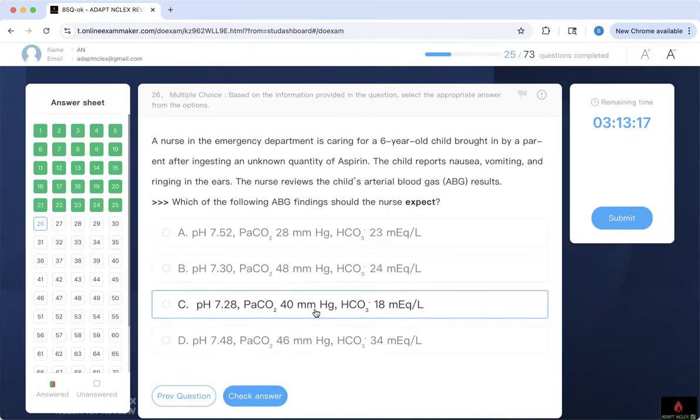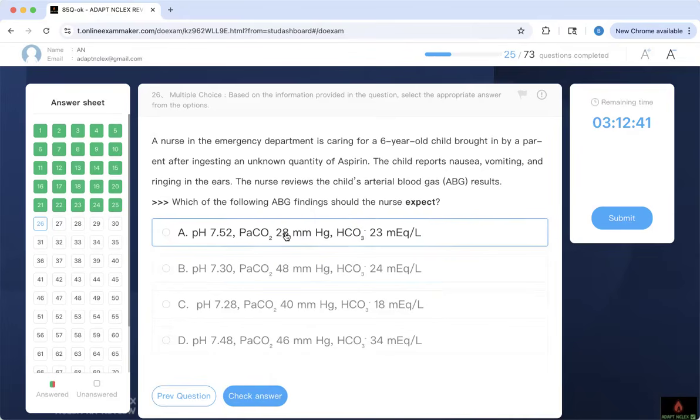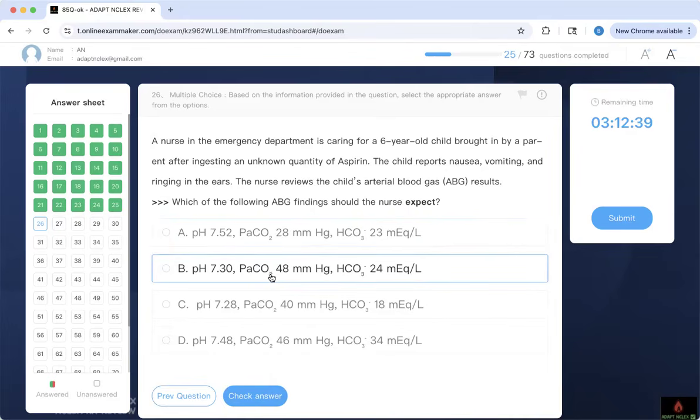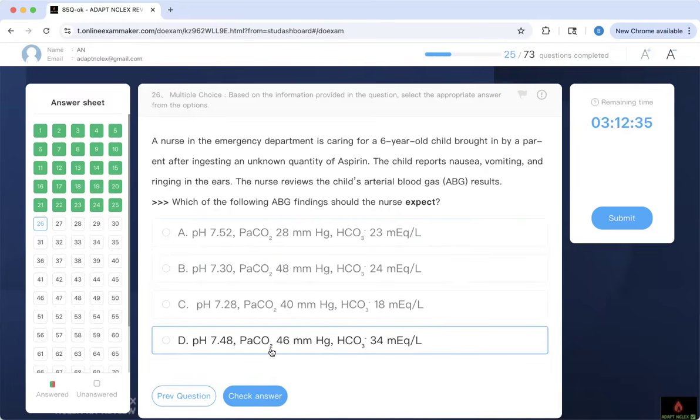Rewrite the question again. It means aspirin overdose. What should you expect? Think about it. The patient is going to breathe very fast, right? That means CO2 is going to go down. Therefore, number 2 is gone. Number 3 is normal. And number 3 is higher. That means they're not breathing fast. Just by that, you're supposed to get what? Patient is going to breathe very fast.